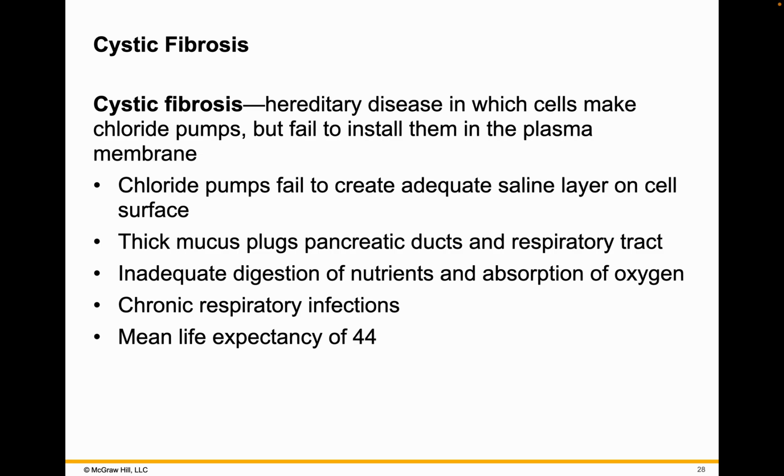Cystic fibrosis is a hereditary disease, a relatively common genetic disorder in which cells make chloride pumps but fail to install them in the plasma membrane. The chloride pumps don't create enough. Without the chloride pumps, you don't make enough saline layer on the outside cell surface, and the thick mucus is going to plug the respiratory tract and pancreatic ducts, giving you inadequate digestion of nutrients and poor absorption of oxygen. Patients also have chronic respiratory infections. Mean life expectancy for someone with cystic fibrosis is now 44 years, which is quite an improvement over 30 years ago.